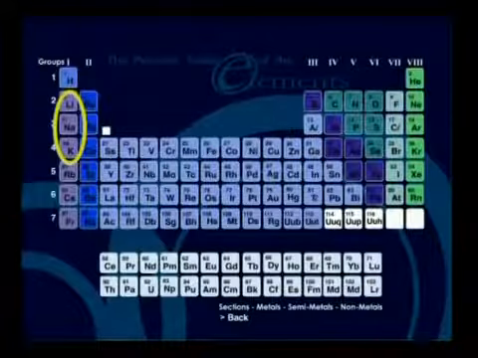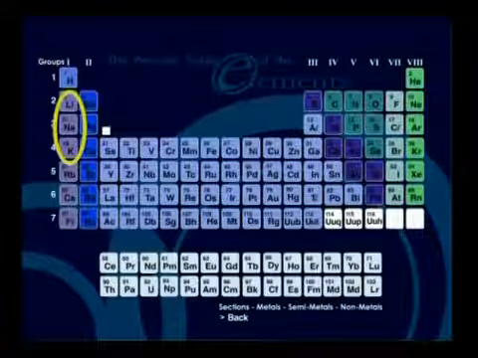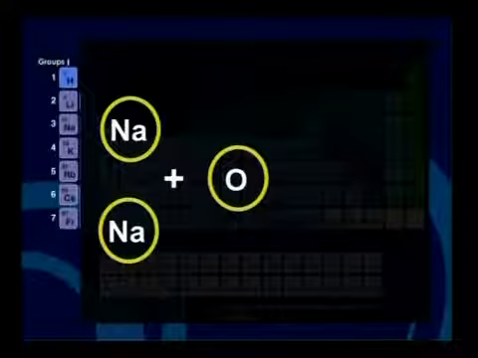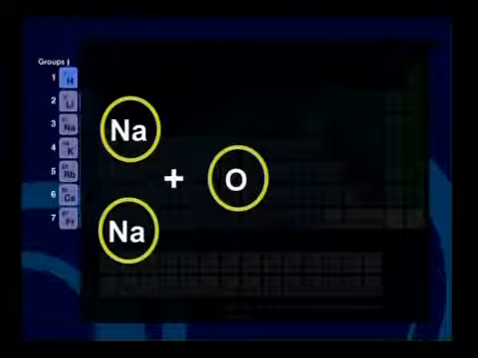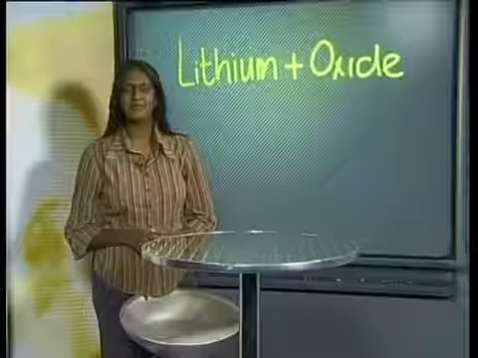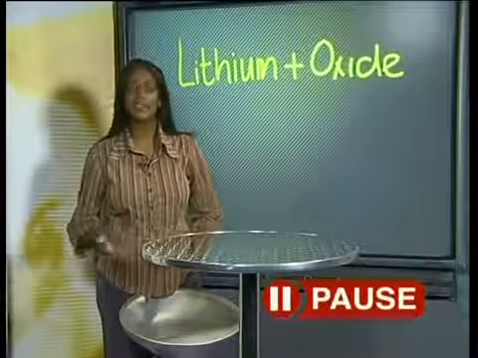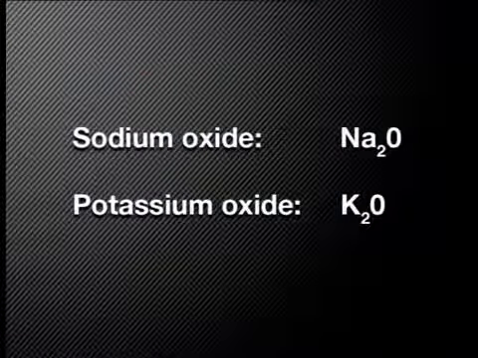We know that sodium and potassium are in the same group as lithium, and they react with oxygen in the same way. In other words, 2 sodium atoms will react with 1 oxygen atom, and 2 potassium atoms will react with 1 oxygen atom. How would you write the chemical formulae for sodium oxide and potassium oxide? Here they are. Sodium oxide is written as Na2O. Potassium oxide is written as K2O.